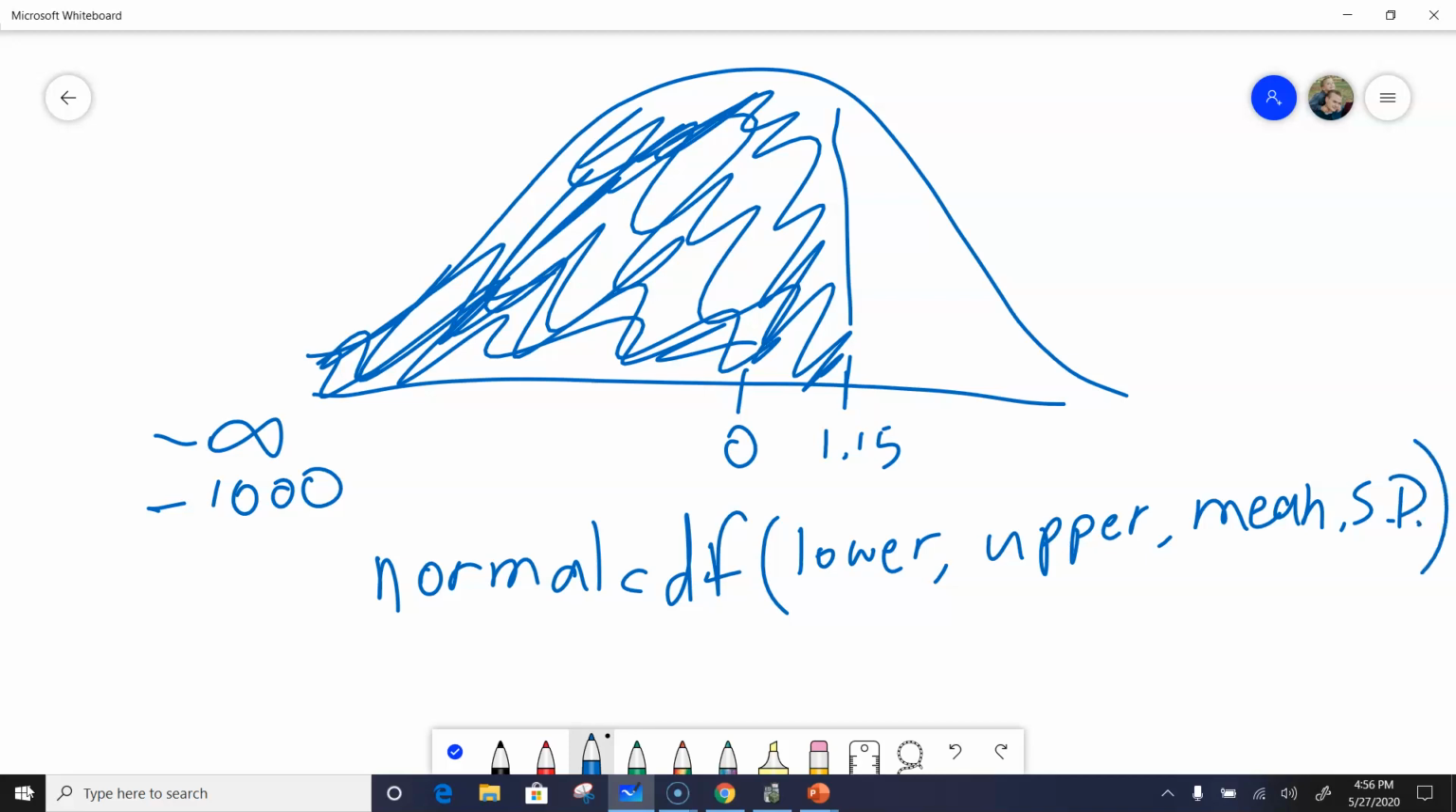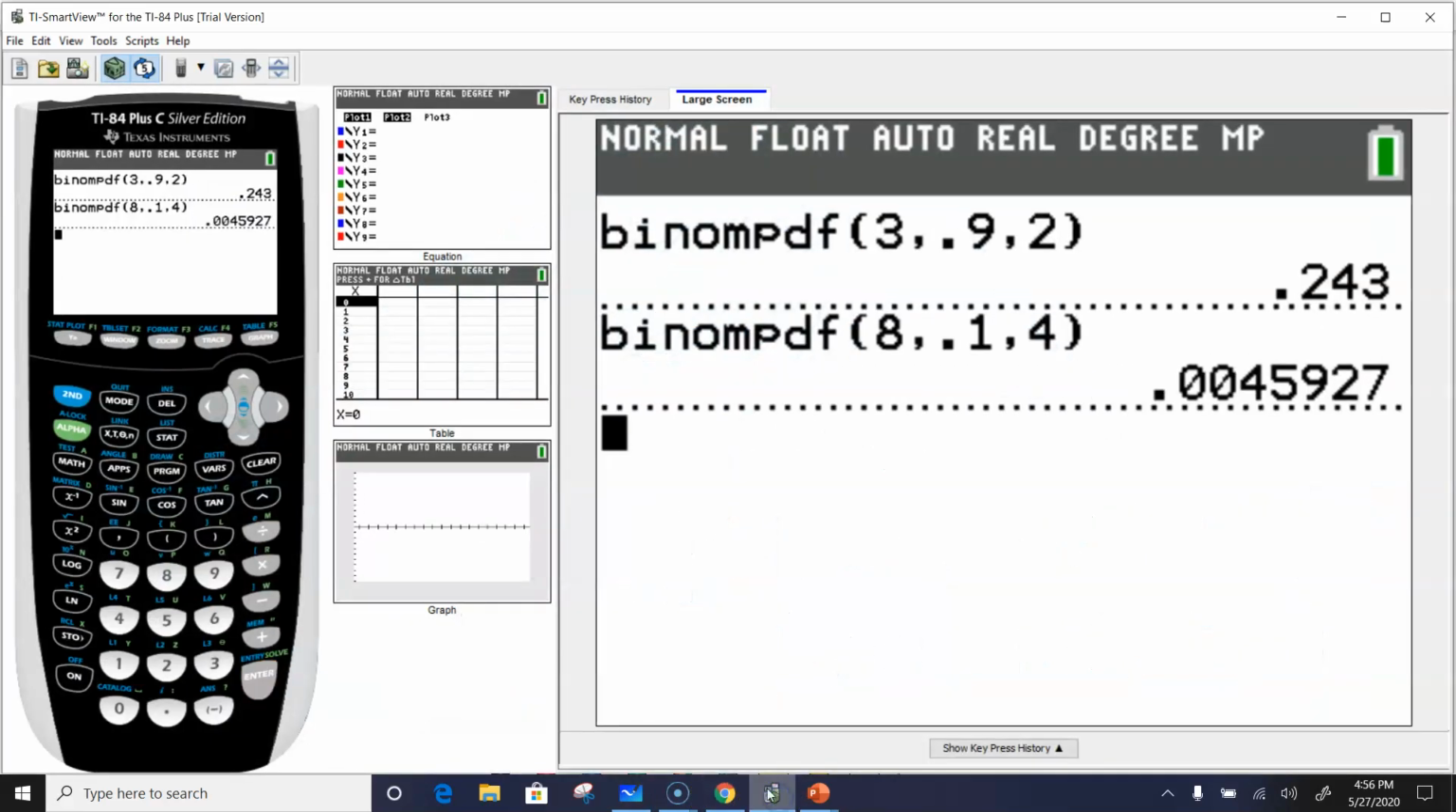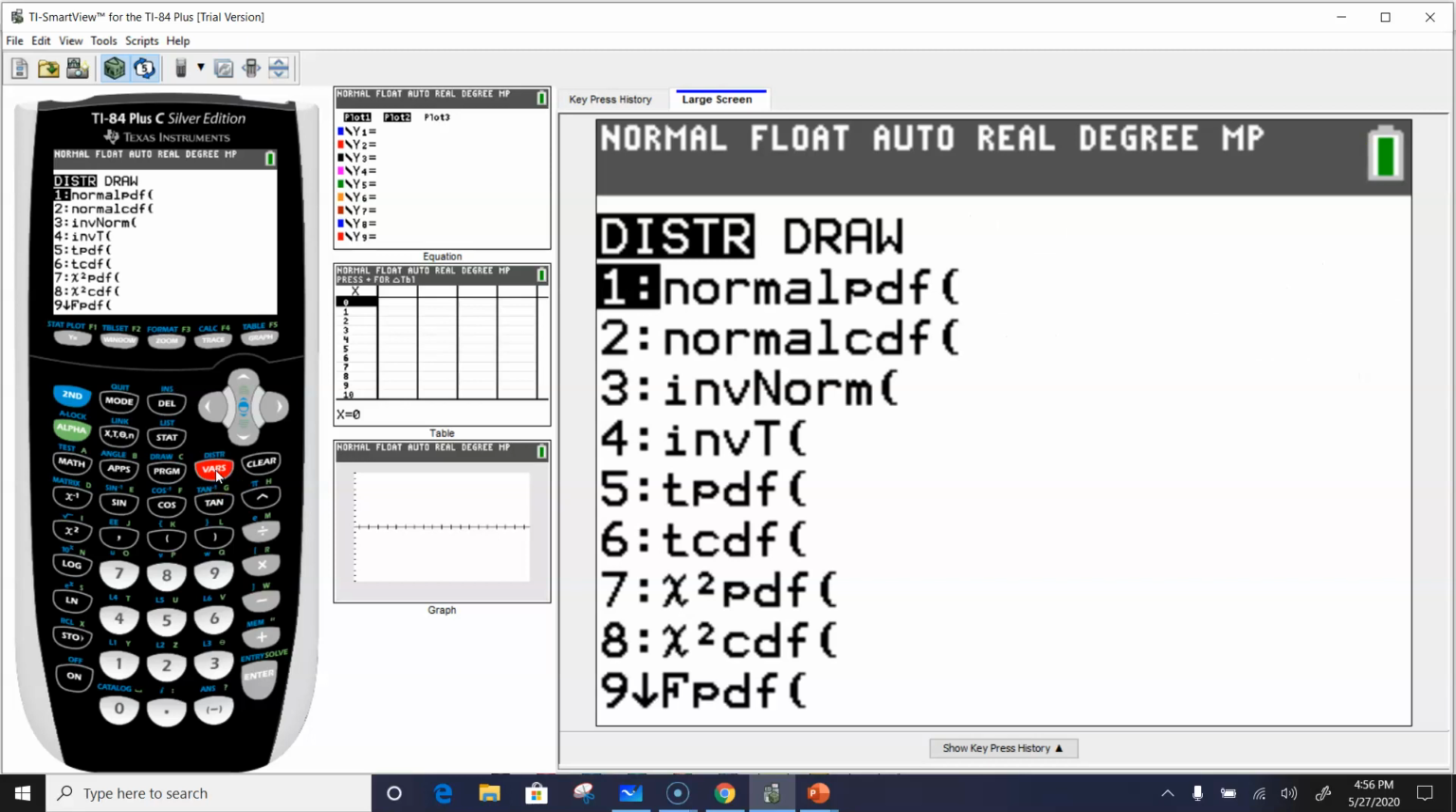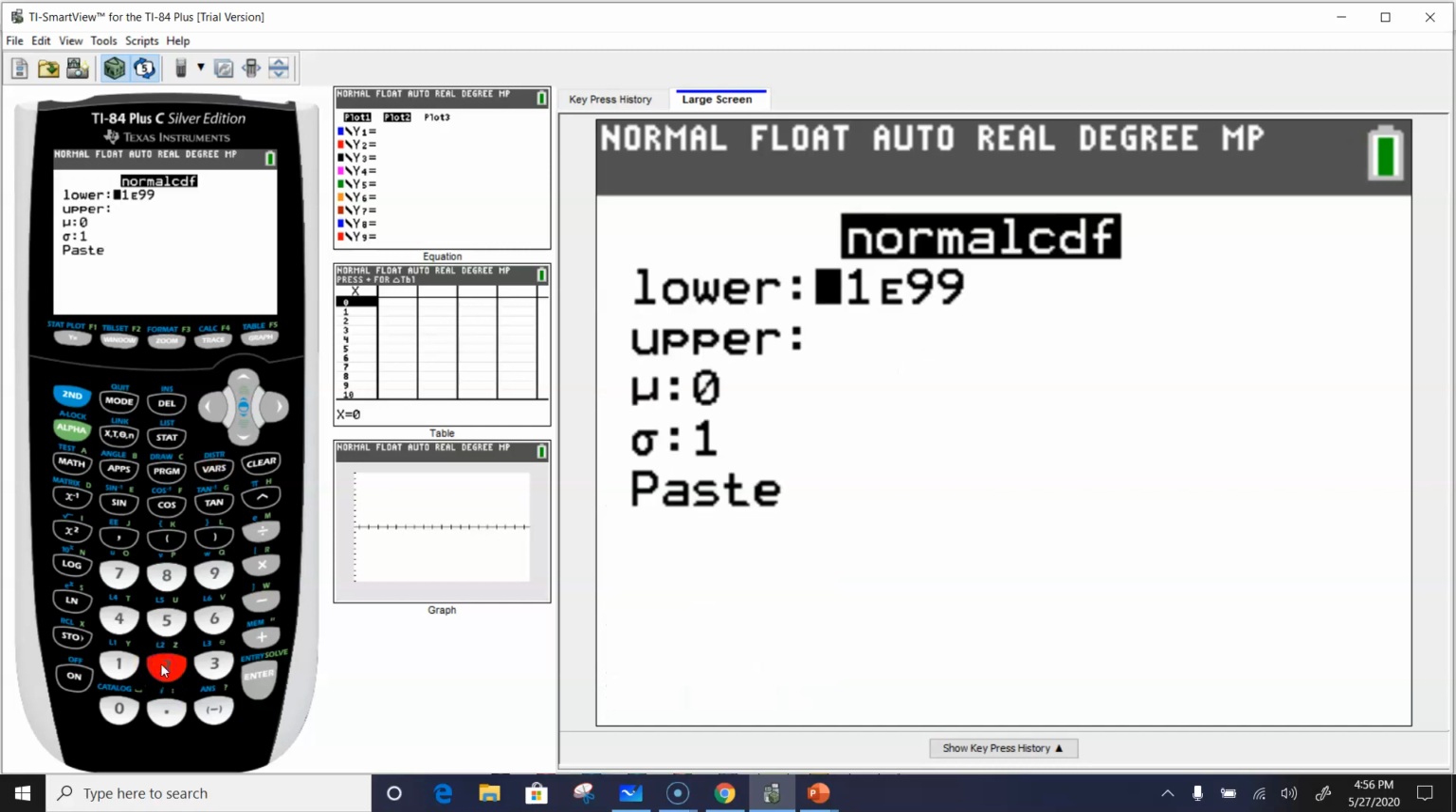So what are our lower limit and upper limit here? Well, we have negative 1,000, or just some really big number, or negative infinity. The upper limit, this stops at 1.15, and it's a standard normal distribution, so the mean is 0 and the standard deviation is 1. So on the calculator, what does that look like? We're going to use the same menu that we used before. Most of the time in this class we're in stats, but for a couple chapters here we use second vars, the distribution key. And here you're going to see the normal PDF, we never use that, so don't ever pick it. Go right to number 2, normal CDF.